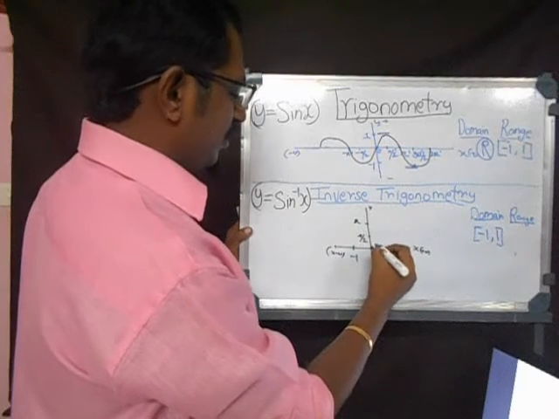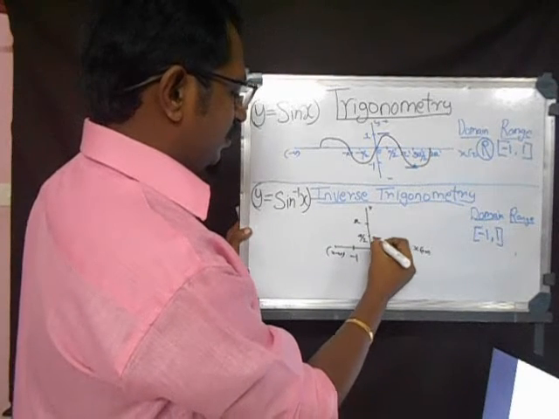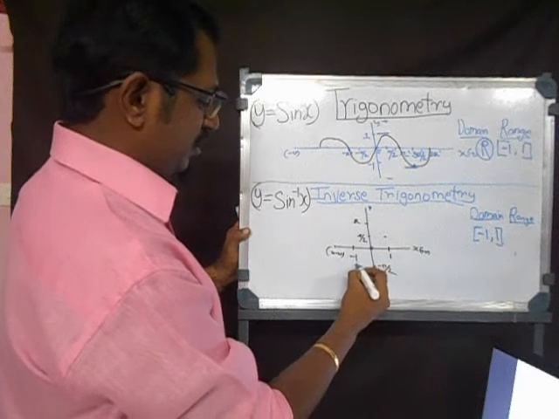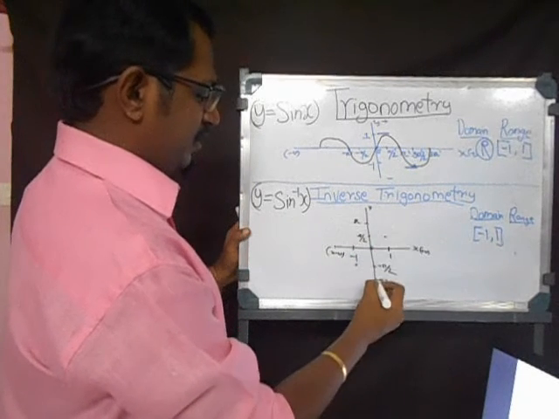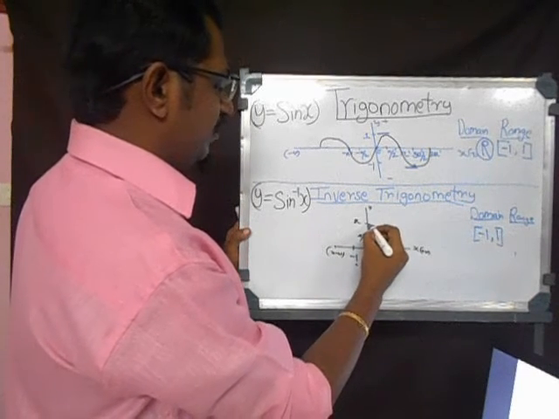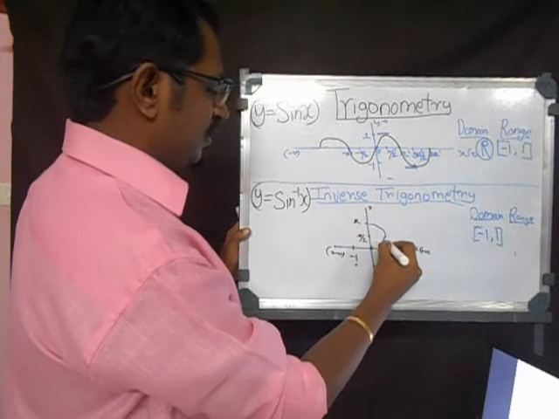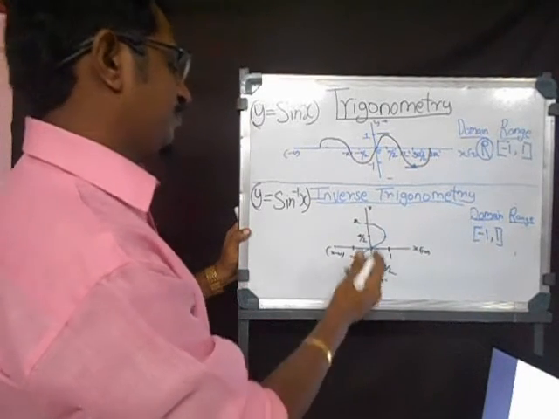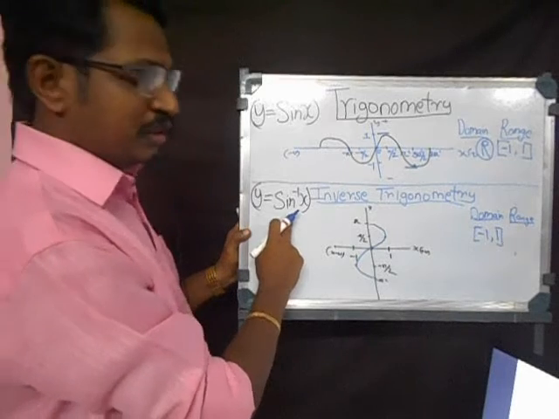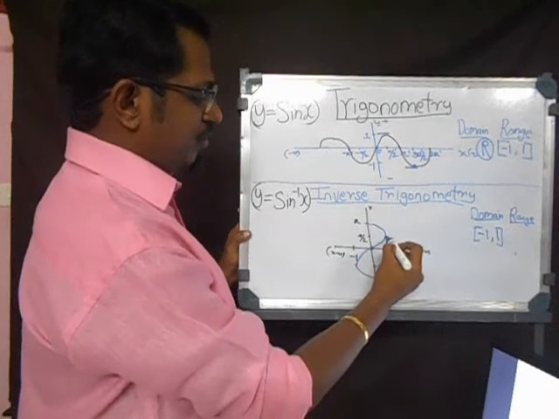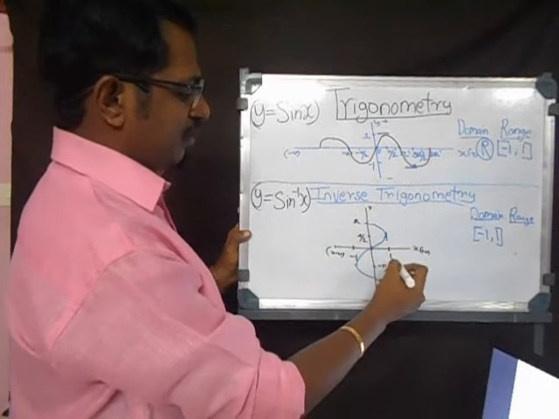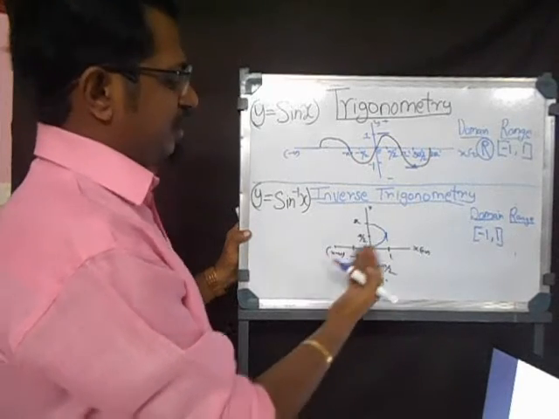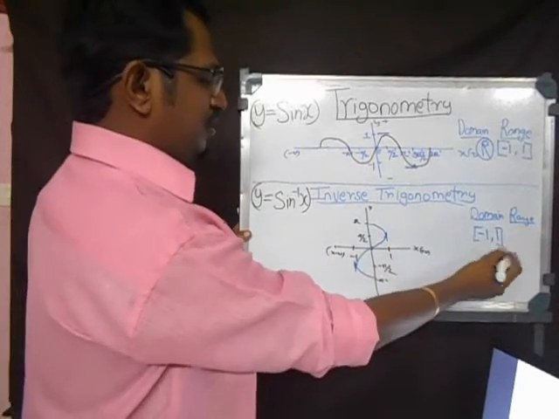Then we see how it is. At 0 it was here, at pi by 2 it is here, and at minus pi by 2 it is here. Let's join these and see. This is how you get the plot of sin inverse. The maximum value on x is plus 1 and the minimum value is minus 1, nothing below it and nothing above 1. So this is the domain.